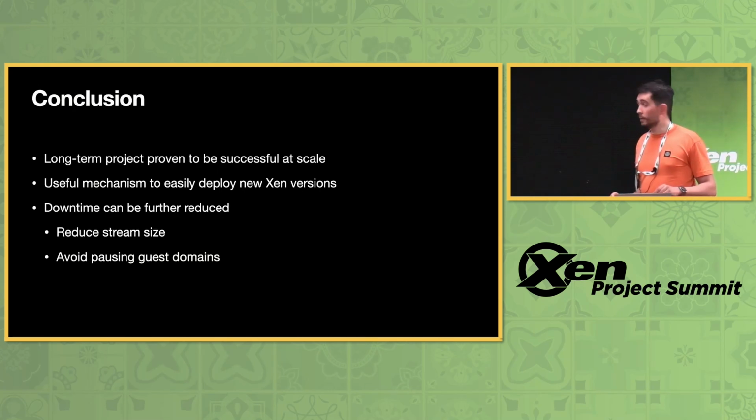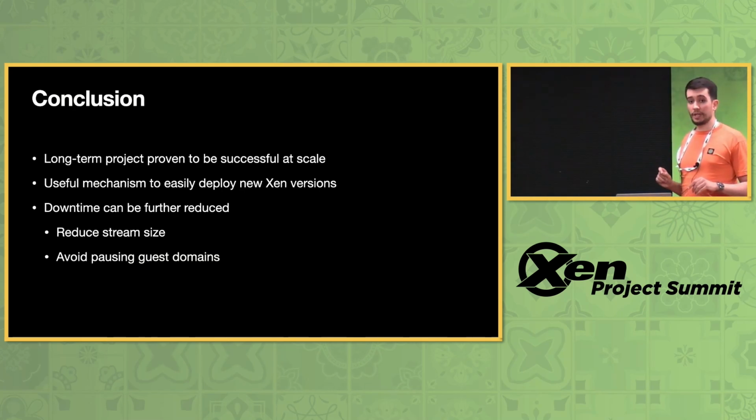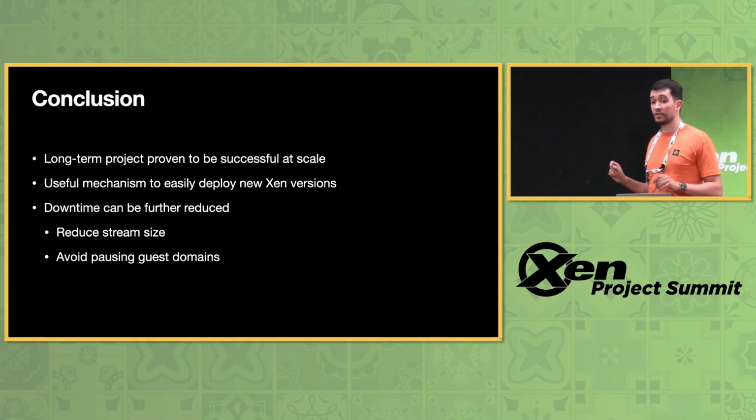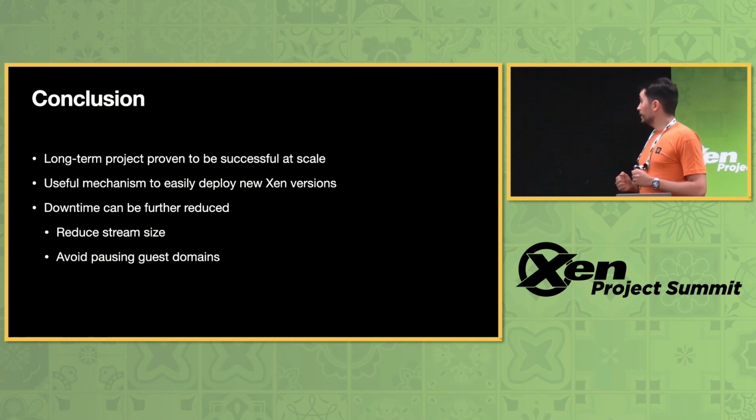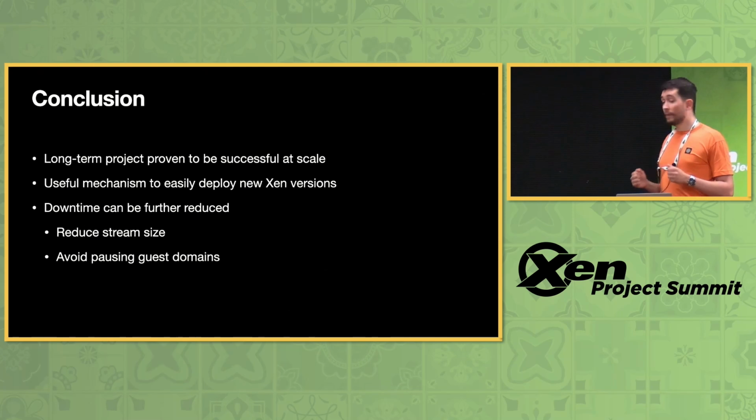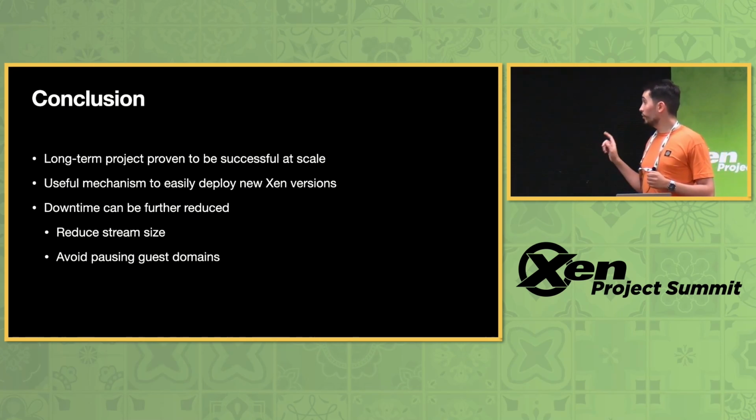So as a conclusion, it was a very long-term project that proved to be successful at scale. And it is also a very useful mechanism to deploy new versions of Xen easily and quickly. And as I said, we were happy with the current performance, which met our expectations at AWS, but we could do some work to further reduce the stream size and maybe avoid pausing the guest domains.